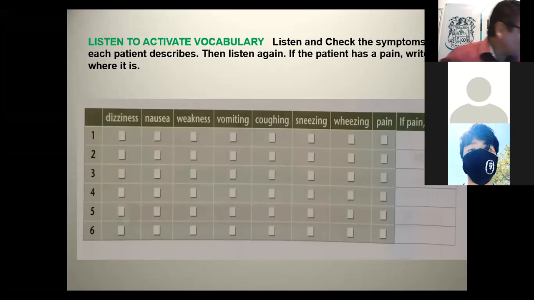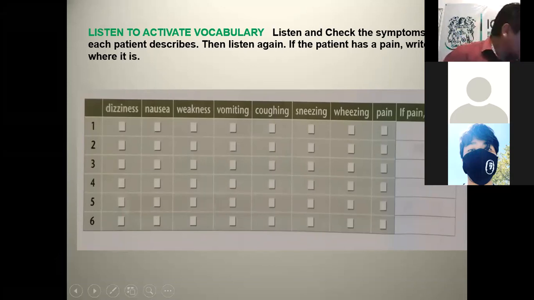Let me check the other one. Page 16. Vocabulary. Exercise C. Listen to activate vocabulary. Listen and check the symptoms each patient describes. Conversation 1. Listen to number 1.